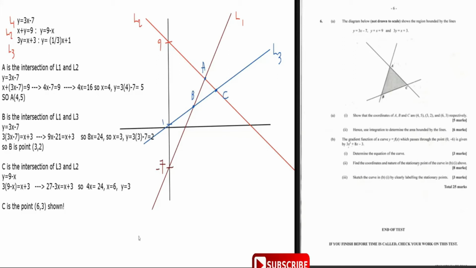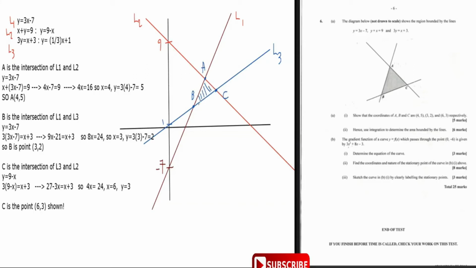Now we need to go ahead and use integration to determine the area bounded by the lines. Now the area bounded by the lines is a triangle here. So it's the area of the triangle we're ultimately finding. The area of the triangle we're finding is in here.